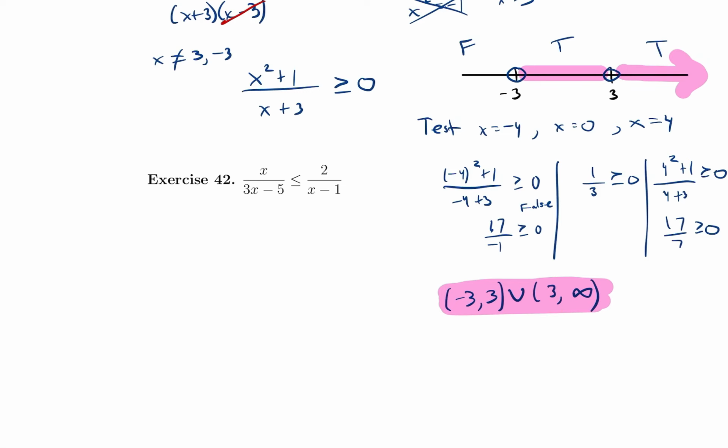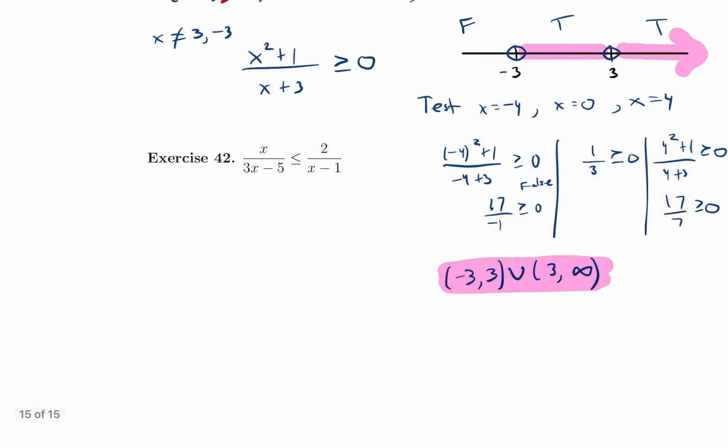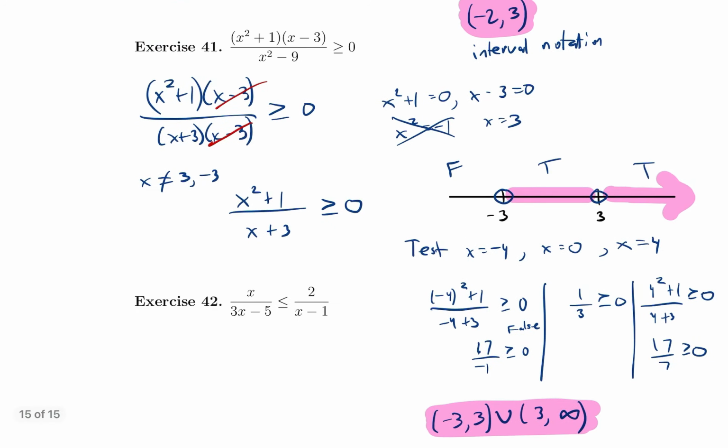And now we've got one more problem. This is the final problem of the section. So for this inequality, we need to bring this term over to the left side so that we have 0 on the right side. So let's subtract that term over.